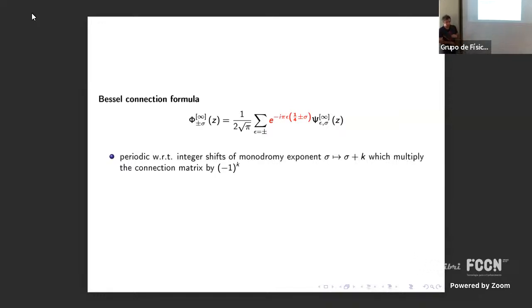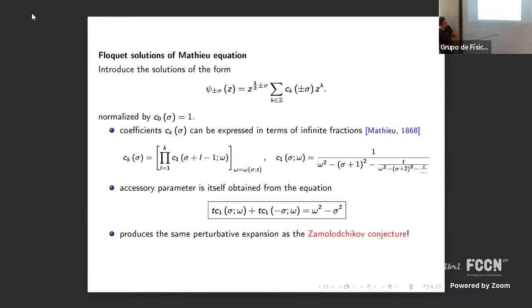This will have some importance later on. Okay, and now what do we do? So in principle, I could take my full Mathieu equation and construct Floquet solutions in this form. Okay, so sigma is precisely this composite monodromy exponent. Here we have a Laurent series in Z, which is a valid expression for the solutions of this equation in the whole annulus, with the exception of 0 and infinity, right?